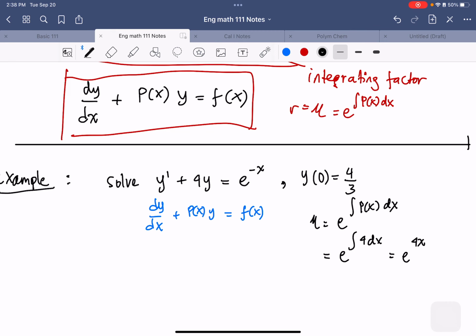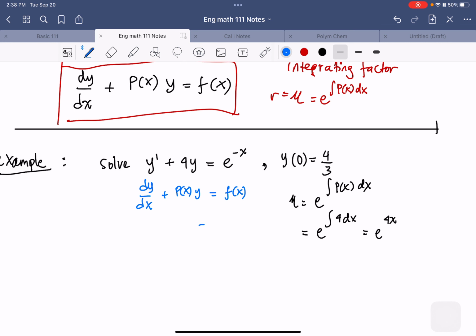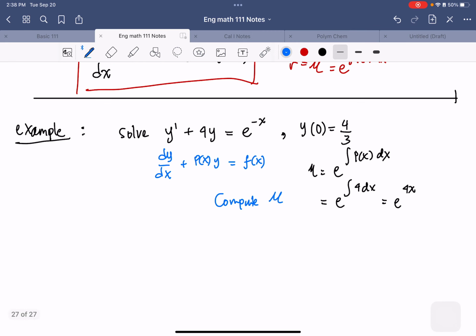Okay. So here, first, compute the integrating factor. Second, multiply the equation with the integrating factor. So let me multiply with a different color.